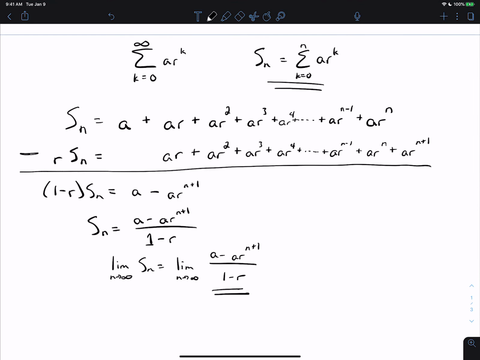Now think about this expression as n approaches infinity. So the a at the beginning does not change. Ar to the n plus 1 does as n gets bigger. The 1 minus r on the bottom doesn't change as n approaches infinity. So this is the part that determines whether the sequence converges or diverges. If r was like 4 and you have 4 to the infinity, that term goes to infinity, which means the whole sequence here would diverge. If r was like 1/3, like it was in the problem above, 1/3 to the infinity goes to 0.